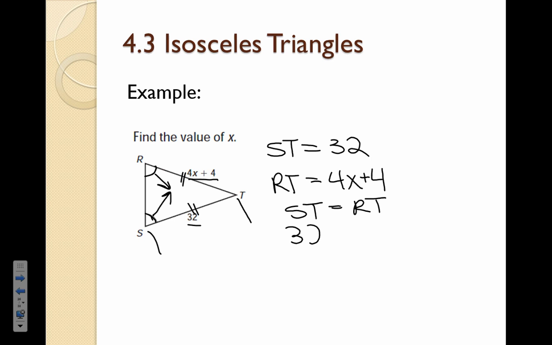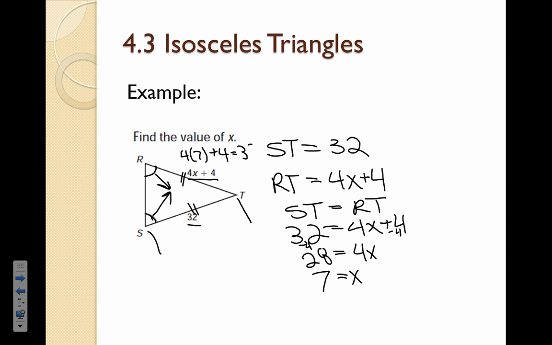So 32 equals 4x plus 4. And then I'll solve for x. Subtract 4 from both sides. 28 equals 4x. X equals 7 once I divide both sides by 4. So let's double check. I plug in 7. 4 times 7 plus 4, that's 28 plus 4 is 32. They are in fact equal once you plug in that value of x.